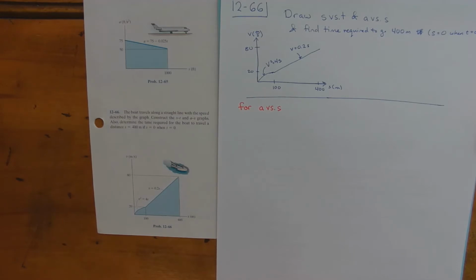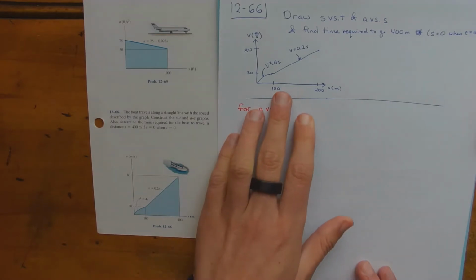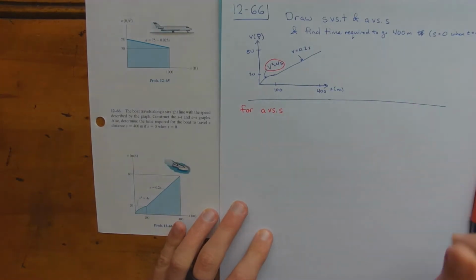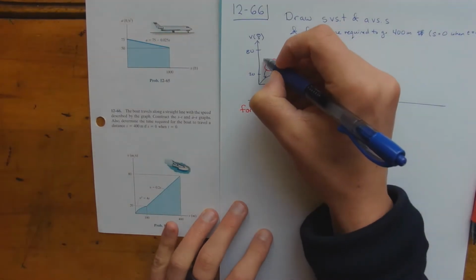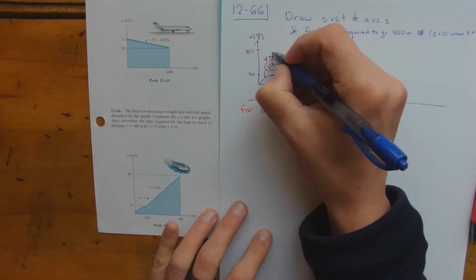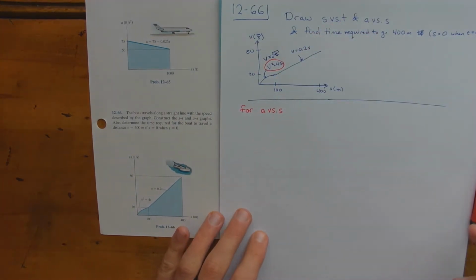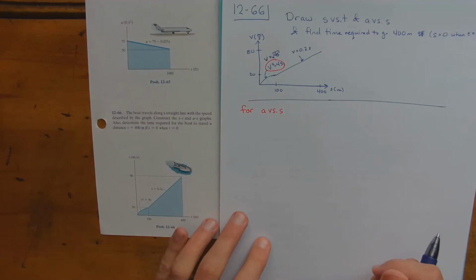We want to construct the position versus time and the acceleration versus position graphs and determine the time required for the boat to travel a distance of 400 meters if s is equal to 0 when t is equal to 0. So we have the graph here. One thing that you should note is that here they're telling us what the velocity squared is for some reason instead of telling us what the velocity is. So I would rewrite that as the velocity is equal to the square root of 4s, just so we don't forget that was the velocity squared when we go to plug things in.